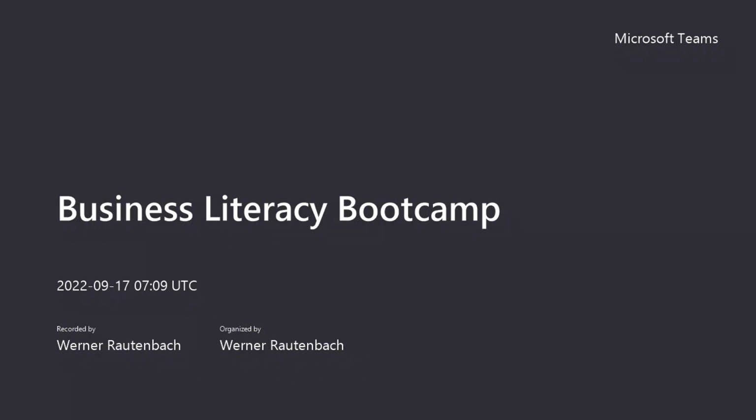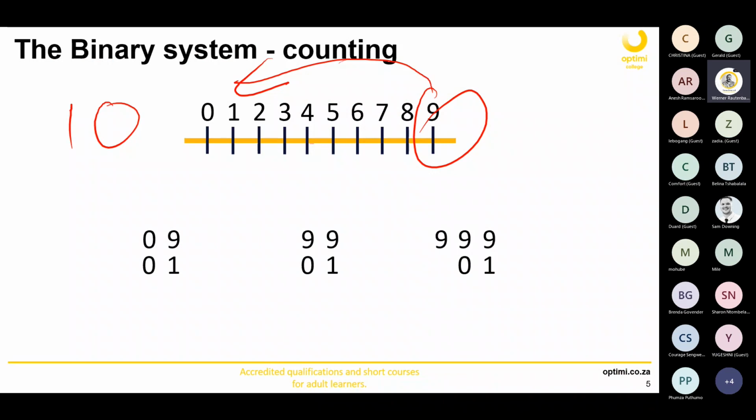It's a 10-digit system, from 0 to 9. Once we get to 9, we cannot go any further. We want to go to 10, but 10 does not exist. So because 10 does not exist, we need to revert to 0 and add a 1 at the beginning so that it says we went through this system once.